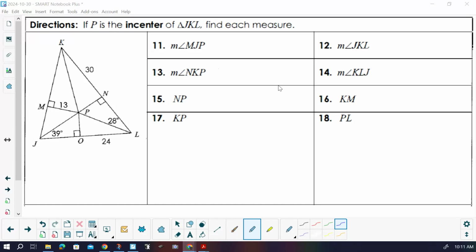All right, we're on page 17. This is the incenter. So to answer all these, I'm going to start by just filling out things that I can figure out just by looking at this picture. Let's start with these angles here.